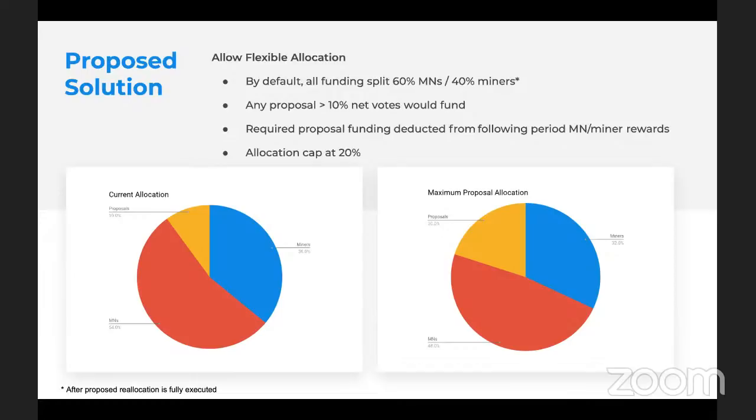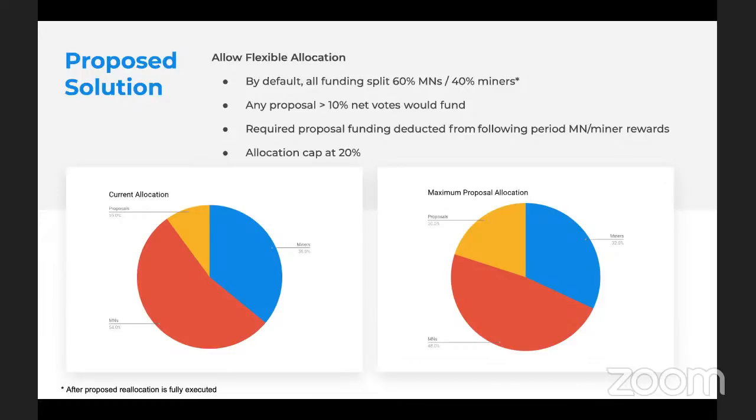Second, that is the extent that the range can go from one end to the other. In most months, the variability would be minor. And so I think it gives a great deal of certainty to the miners and masternodes. The cap also ensures that there is a minimum. They know that they will receive, regardless of which proposals are passing.